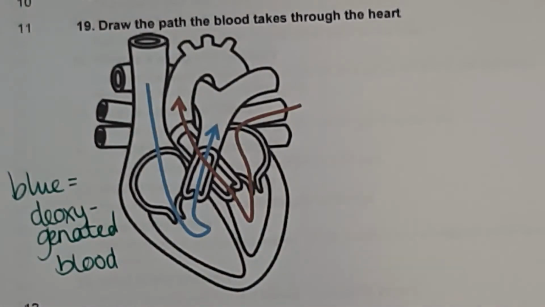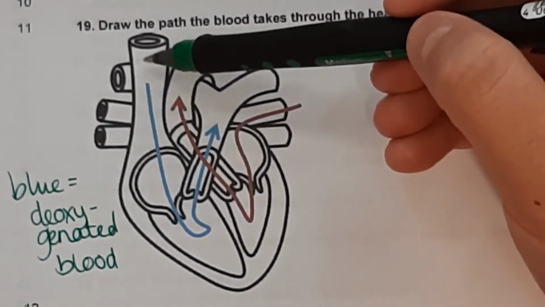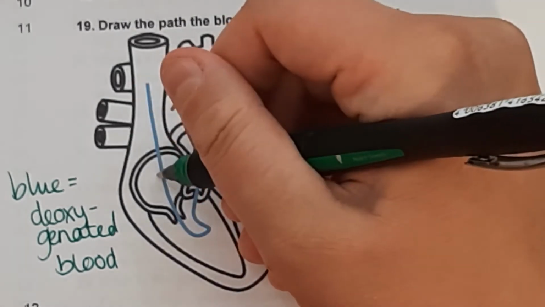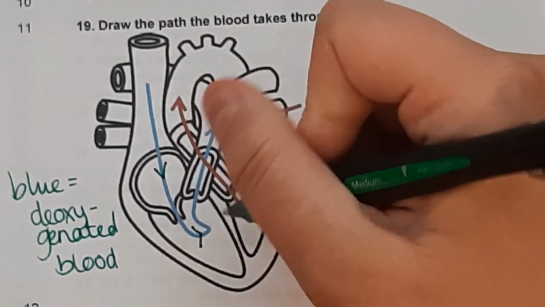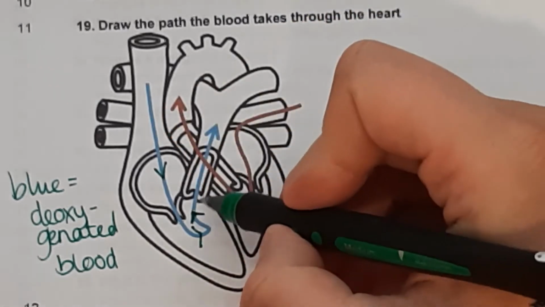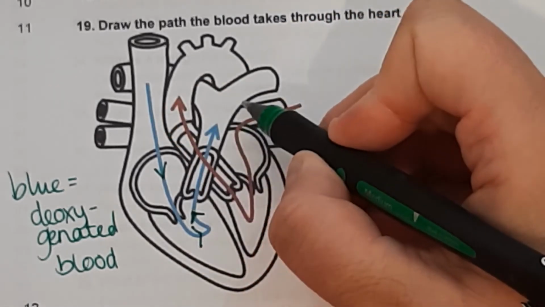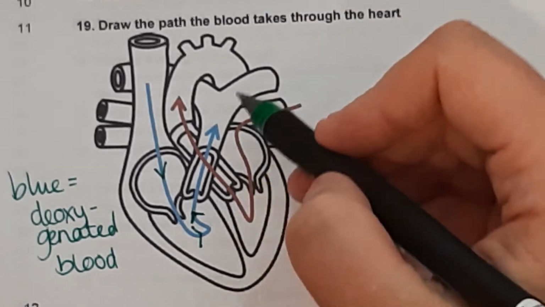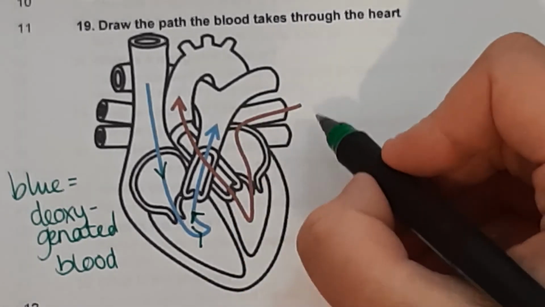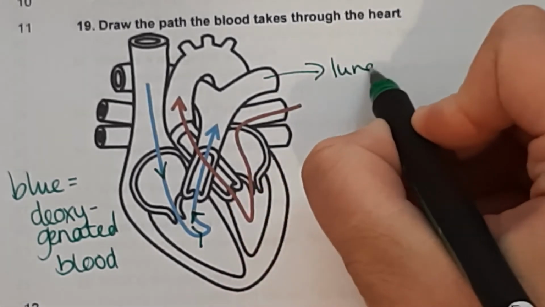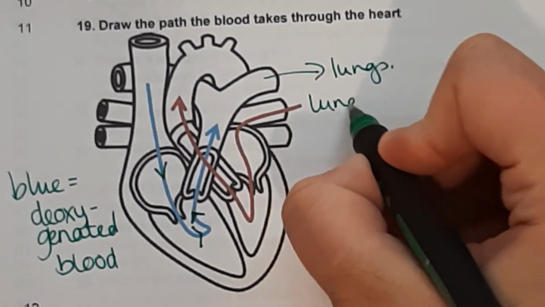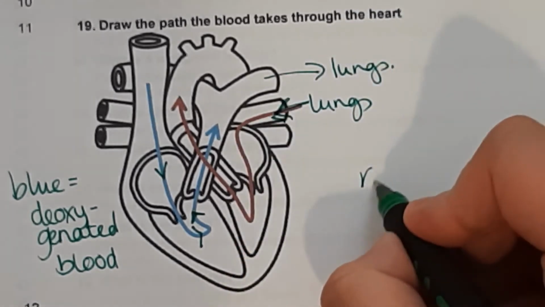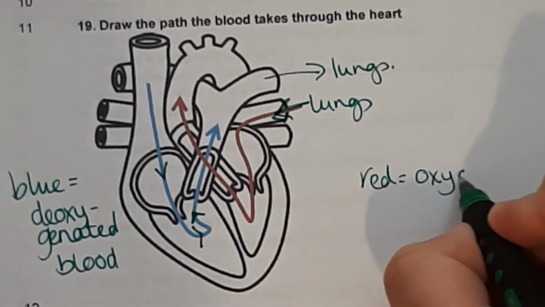So blue is the deoxygenated blood, and it comes in through the vena cava, into the right atrium, into the right ventricle, and you might have done yours with multiple arrows, that's fine, and then it goes up and out through the pulmonary artery. Okay, and that goes to the lungs. Then have the blood come back from the lungs. This is to the lungs, and this is from the lungs, comes back from the lungs, in here, and red is oxygenated blood from the lungs.